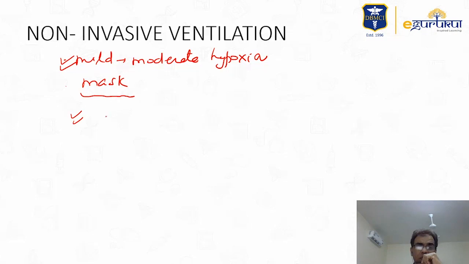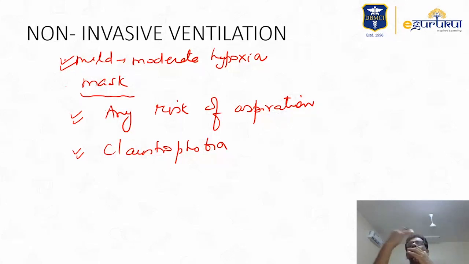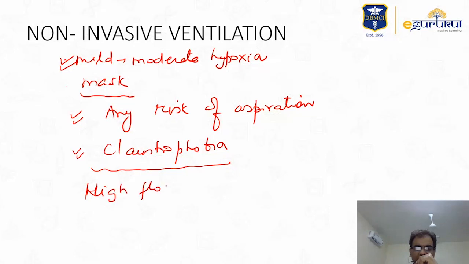An important thing is there should not be any risk of aspiration, because mask ventilation will increase the risk of aspiration. Another disadvantage is that the patient can have claustrophobia. A continuous tight fitting mask giving high pressures can make the patient very claustrophobic. Considering this claustrophobia and patient comfort, we now have a new method of giving non-invasive ventilation, that is high flow nasal cannula.